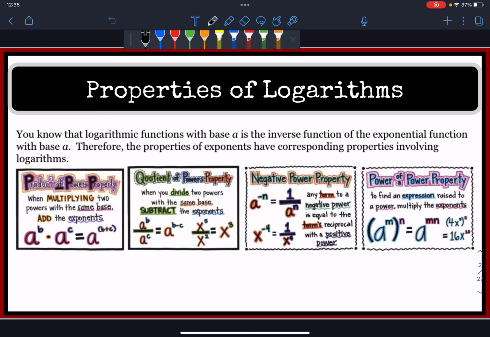And the reason for that is because since logs are inverse functions to exponential functions, they have properties that are similar to that of the exponents. And just to review a couple of the exponent properties, they have your power property.